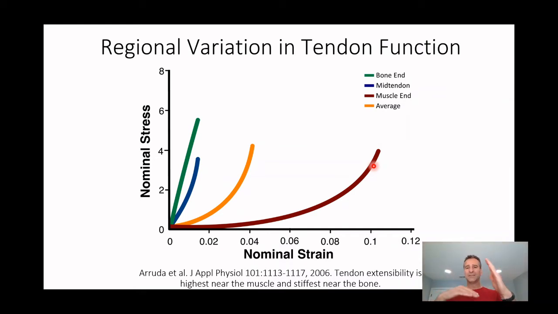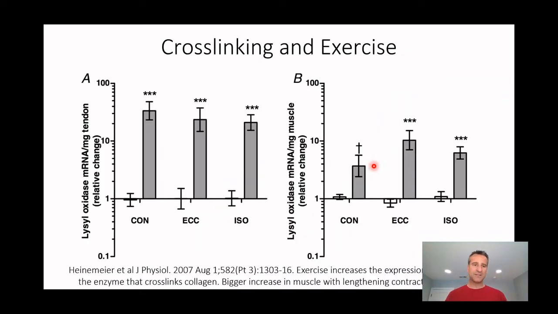And now we've got a difference, because the cross links make it stiffer. Either type of exercise that we do, this is lysyl oxidase. This is the enzyme that adds the cross links. This is concentric, eccentric, or isometric training. This is in the tendon in panel A. That's your tendon. You can see that lysyl oxidase is going up 30-fold at the gene level by that exercise that you've done in the tendon.